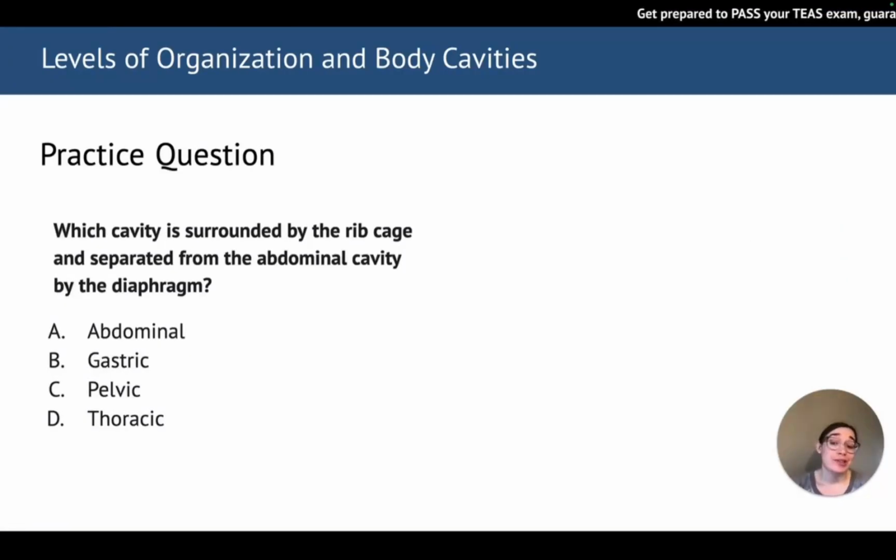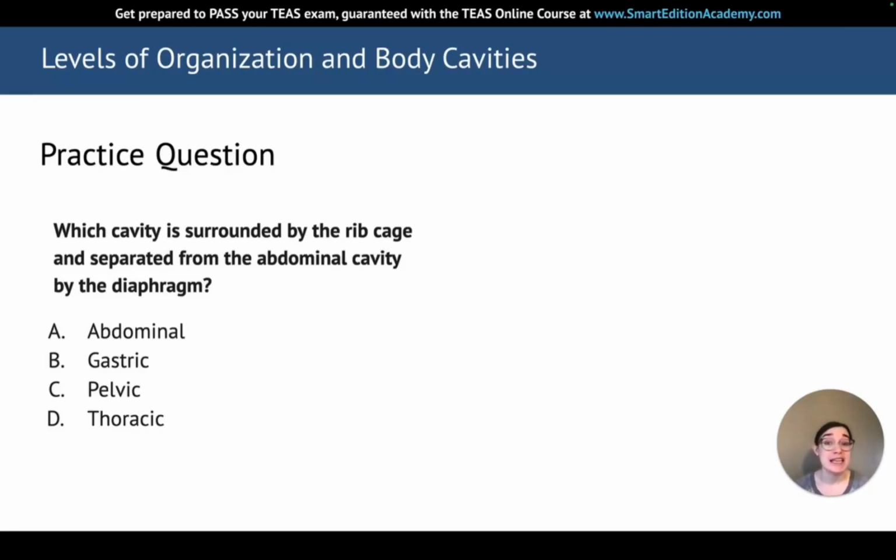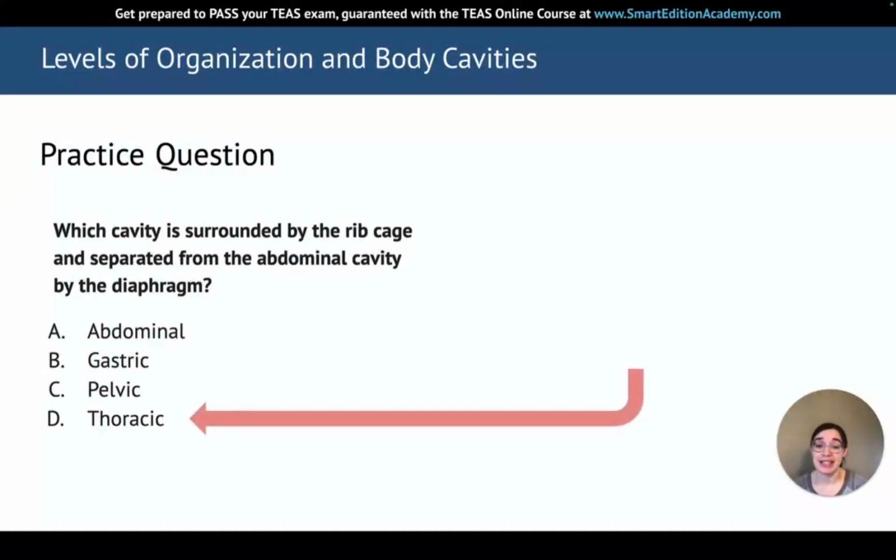Which cavity is surrounded by the rib cage and separated from the abdominal cavity by the diaphragm? Is it A, the abdominal cavity? Is it B, the gastric cavity? Is it C, the pelvic cavity? Or is it D, the thoracic cavity? And the correct answer here is option D, the thoracic cavity.